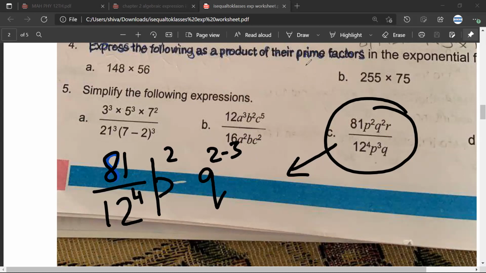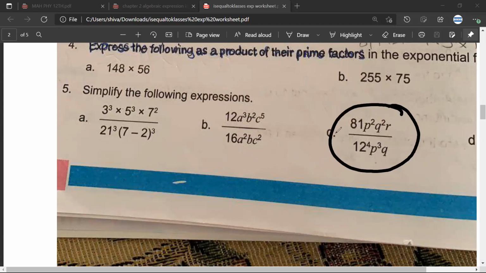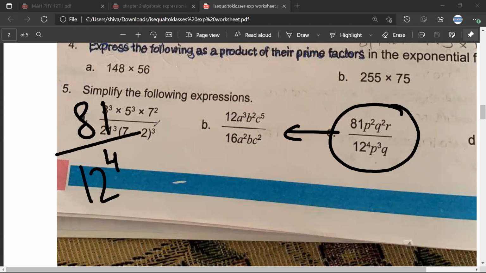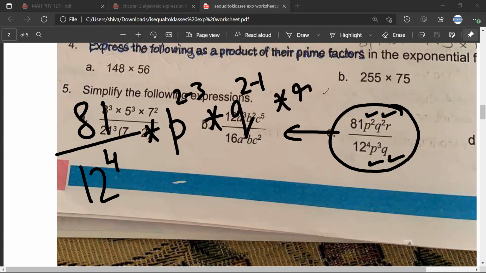Now I'm getting confused. 1 second. I'm getting confused between the p's and the q's. So this is 81 upon 12 raised to power 4 into p, and this is my p. So this would be 2 minus 3. Sarthak, is it correct? Yes. Then there is a q. This is a q, this is a q, 2 minus 1. Sarthak, is it correct? Yes, sir. So this would be p raised to power minus 1, this would be q raised to power 1, and this would be r. This I am clear.